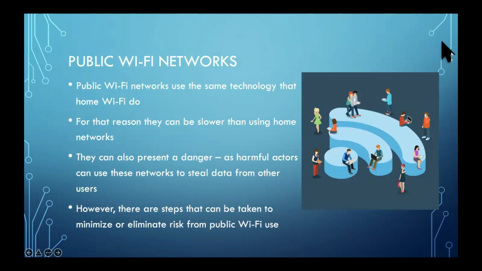And then tagged onto this is the issue of public Wi-Fi networks. Public Wi-Fi networks are kind of everywhere. There's almost nowhere you can go now where you can't connect to a public Wi-Fi network, which is great. And it uses the same technology as at-home Wi-Fi, just on a larger scale. But for that reason, they can be slower than, say, using a home network. There might be a lot of people on those networks. Generally, they have limitations in terms of the amount of internet you can use.